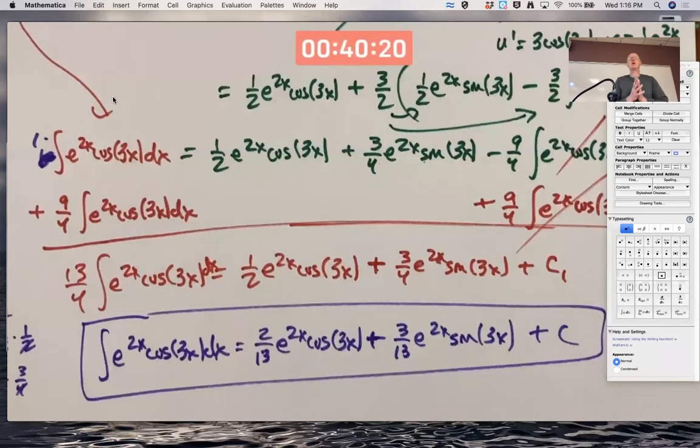I think I was hoping to do more about why integration by parts and substitution works. Save that for Friday after the mini exam.